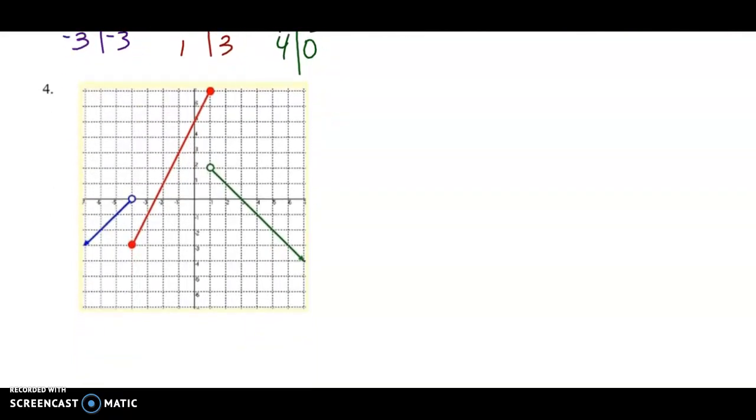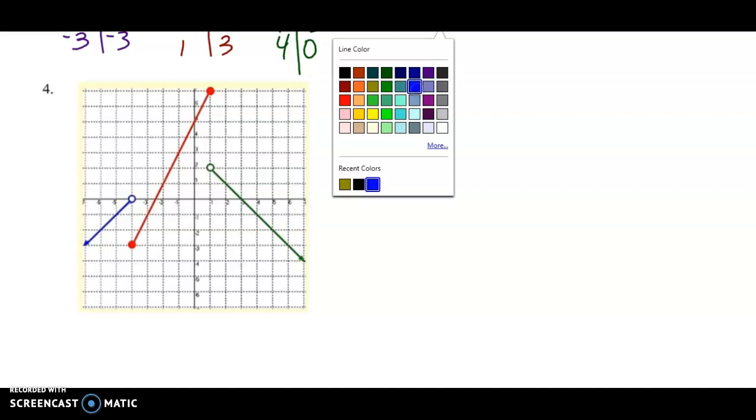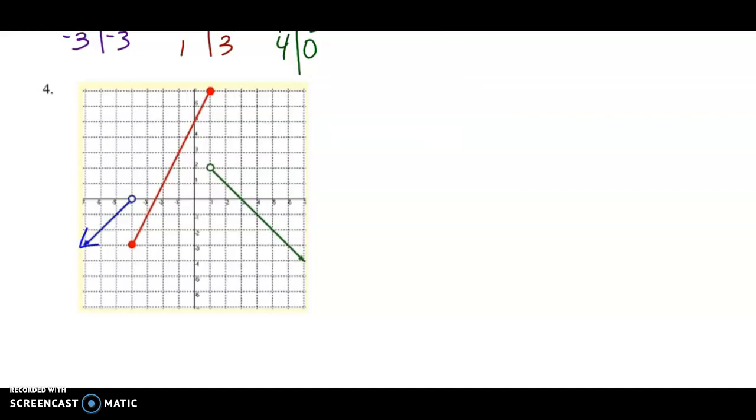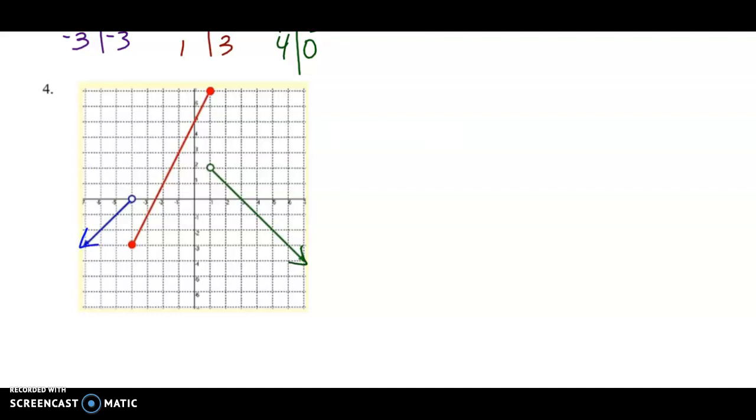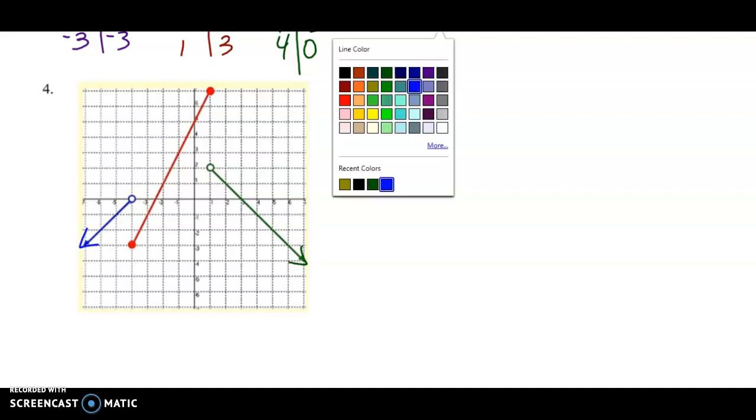So I wanted to have time to do this example with you. You'll notice we have arrows on the blue and on the green. So those are going to actually continue. We also have open circles. We're going to do the process the same, just making some extra notes for ourselves.